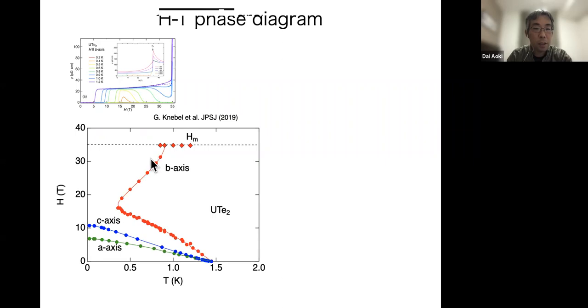And this is the HC2 curve for the a, b, c axes. The a and c axes are about 7 Tesla or 11 Tesla, but the b axis is 35 Tesla. So HC2 is 35 Tesla, and here is HM. For all field directions, the HC2 is larger than the power limit. The power limit is only 3 Tesla, assumed within the weak coupling BCS theory. So we can naively think about the possibility of a spin triplet state.